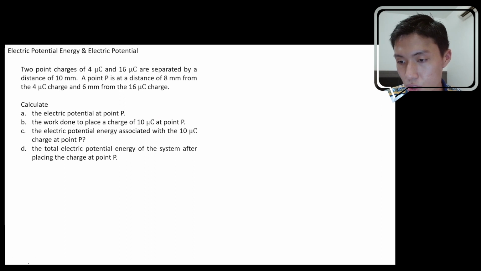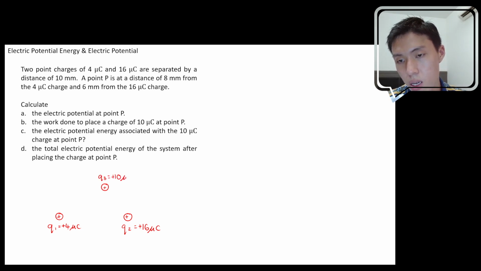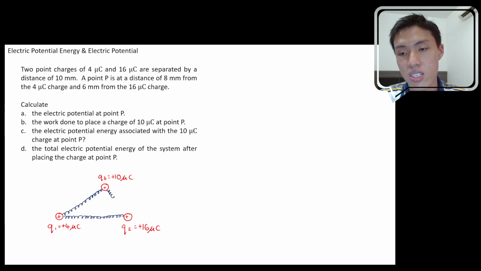Three charges as usual. You have your Q1, which is 4 microcoulomb. You have your Q2, which is 16 microcoulomb. And you have your Q3, which is placed at point P. Q3 has a value of 10 microcoulomb. We can think of the situation as three charges, and we can connect springs in between all the charges, because we think of the electric potential energy as being stored in the spring that connects the two charges. These are imaginary springs, but they help us understand the concept of energy more easily.